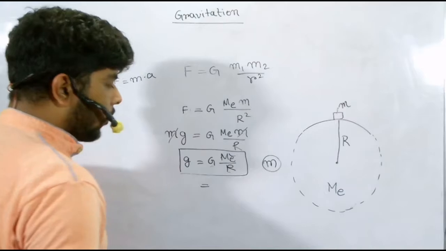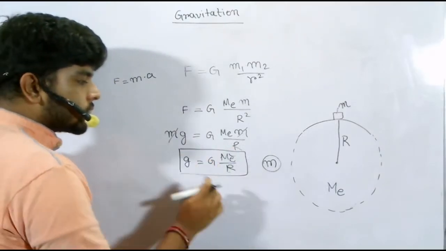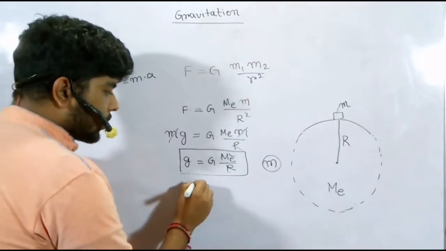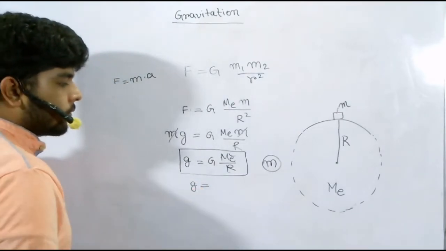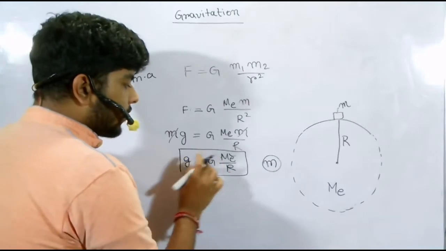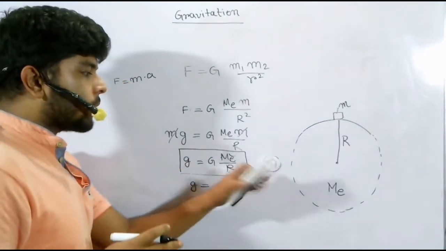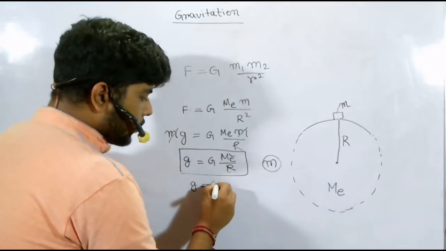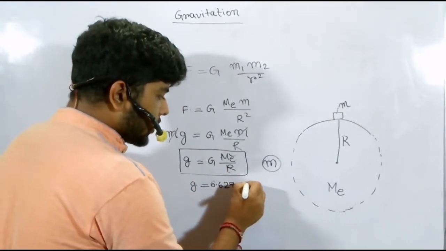We know that all the terms are constant, right? The mass is constant, the radius is also constant, and the G is also constant. So the value of g will be the same here, right? The value of g is the same for all the masses because it does not depend on the mass. So what is the value of G? We know 6.627 into 10 to the power minus 11.